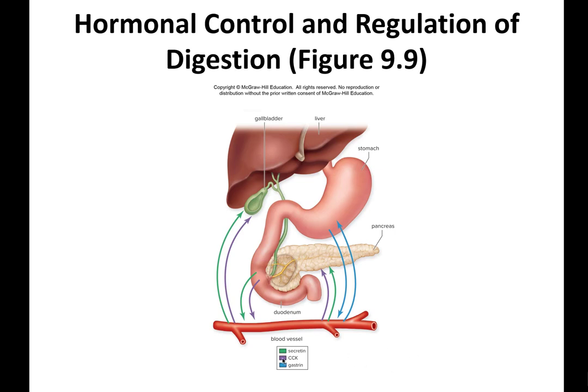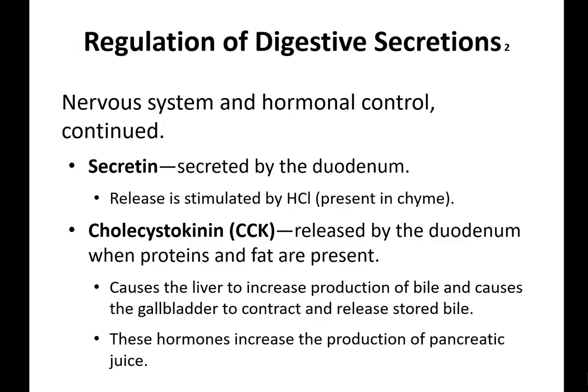CCK here is shown in purple, and gastrin is shown in blue. Secretin is secreted by the duodenum and is released when stimulated by HCl. Cholecystokinin, CCK, is released by the duodenum when proteins and fats are present. This causes the liver to increase production of bile and causes the gallbladder to contract and release the stored bile. These hormones increase the production of pancreatic juices.